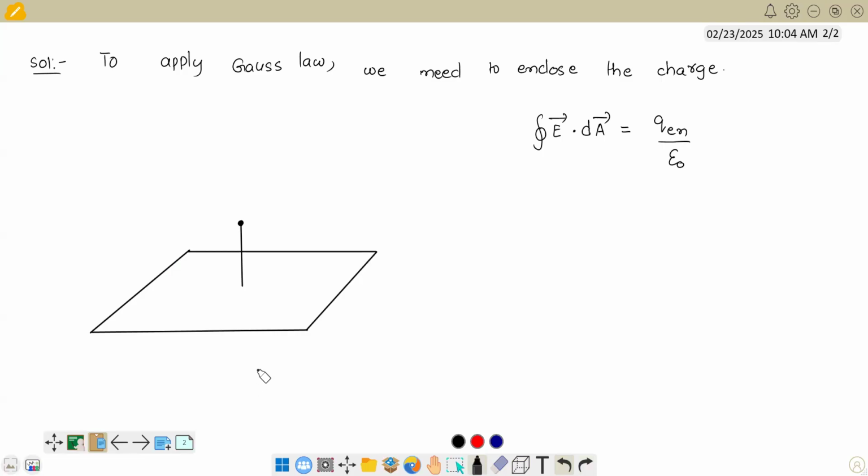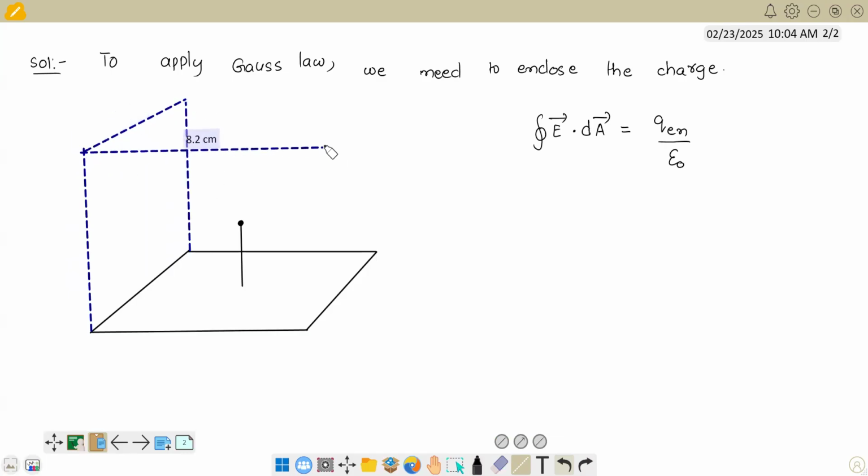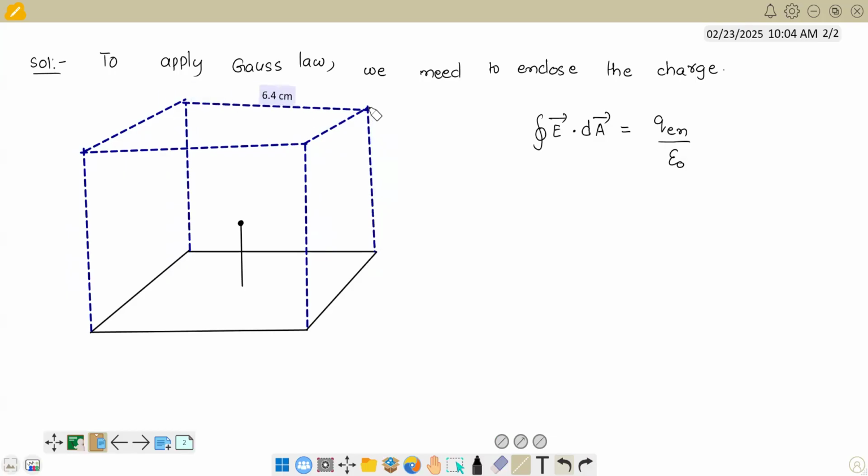So to apply Gauss law, the first step is to surround this on all the sides. So I will draw an imaginary cube around it. So this is one cube, this is another face. I'm slowly drawing it. This may not exactly look like a cube, but just think that I have surrounded this on all the sides. This is in the middle of your floor.